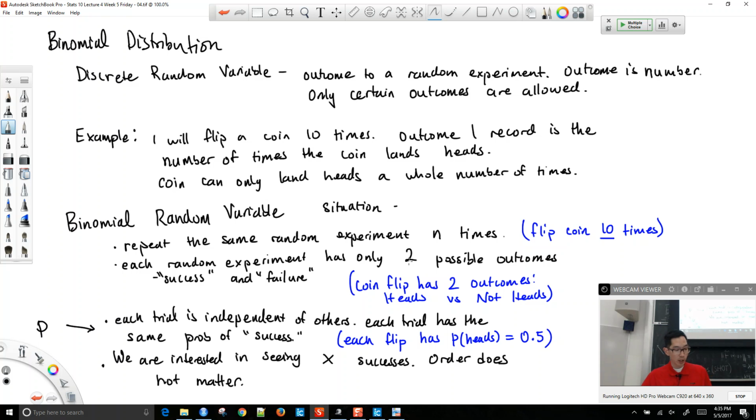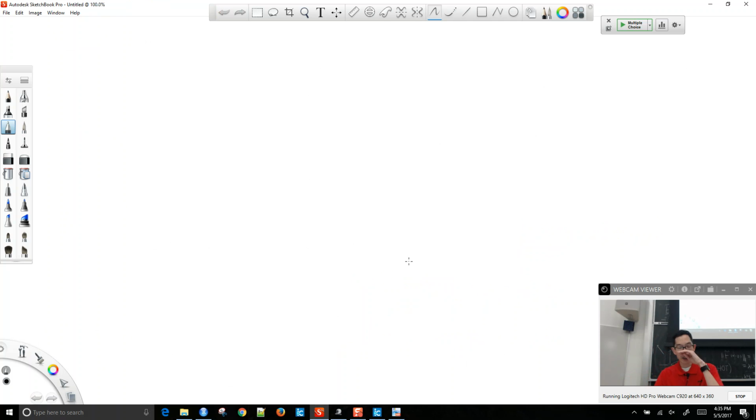So let me, we'll try an example here, and then we'll work out the calculations, and then we'll derive how we would go about finding the binomial distribution. Okay, so let's do an example.